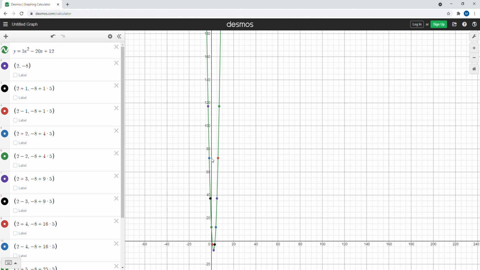Let's do another one in just a moment where our leading coefficient is between 0 and 1.